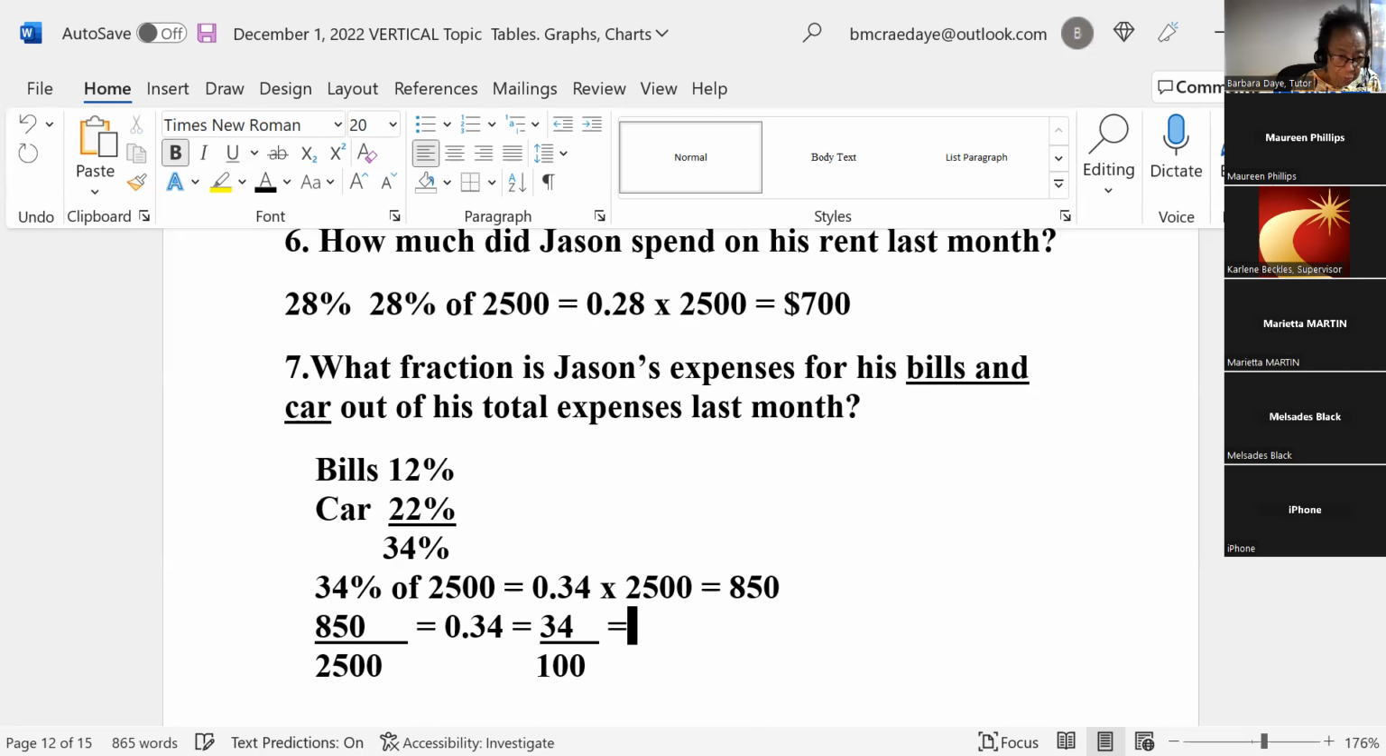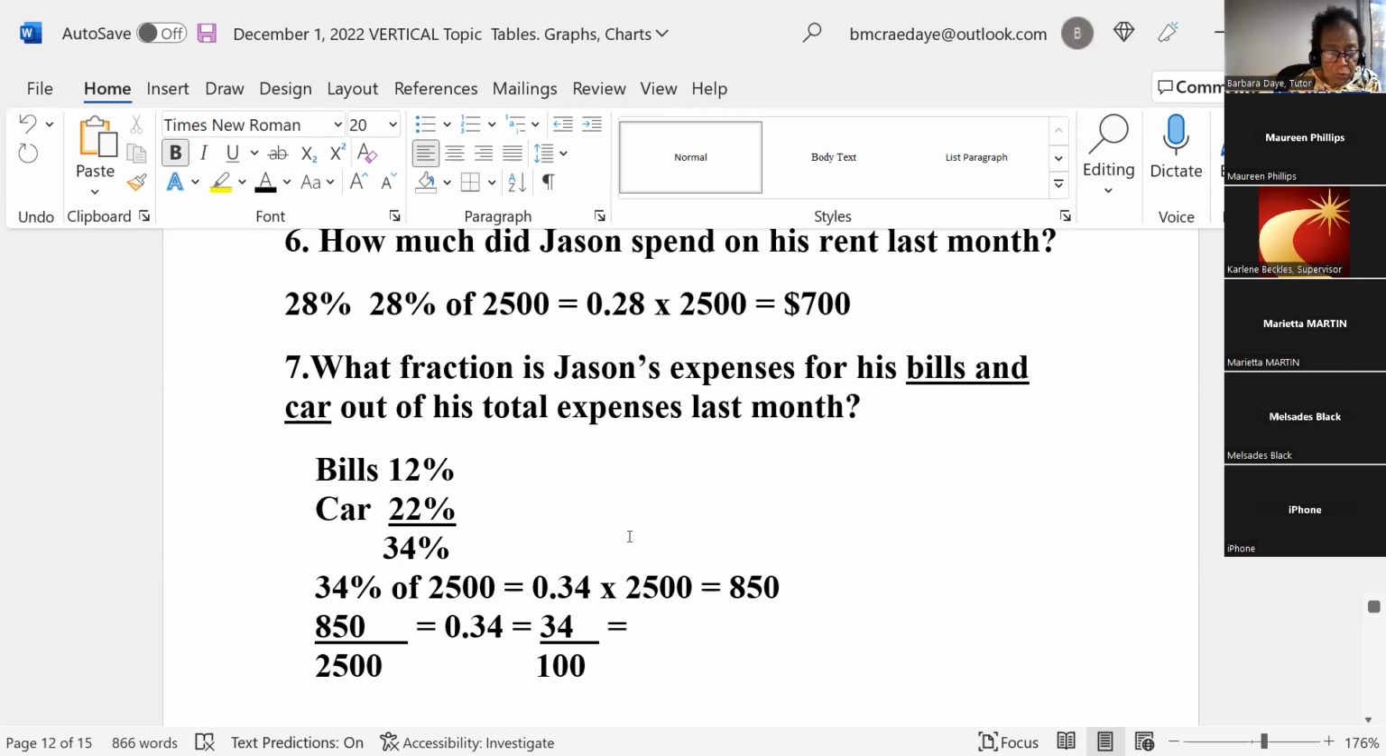What does that equal to? Let's see. What number goes into 34, 17, and also goes into 100? What number can you divide into 34 that same number divides into 100? What is it? Maureen, I think you were saying. I was saying 2. 2, that's right.